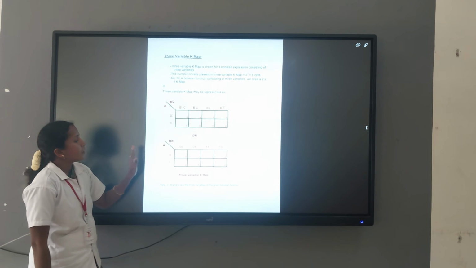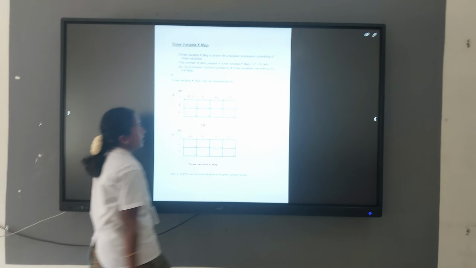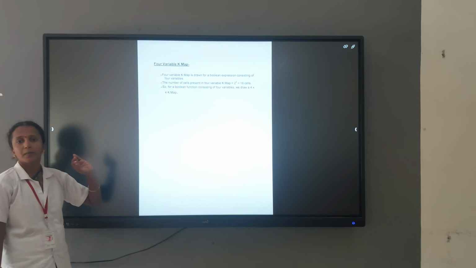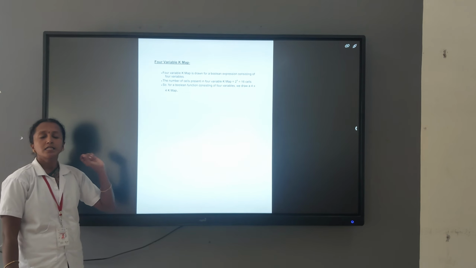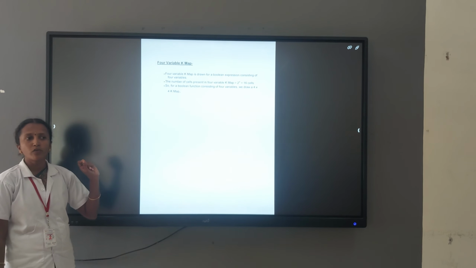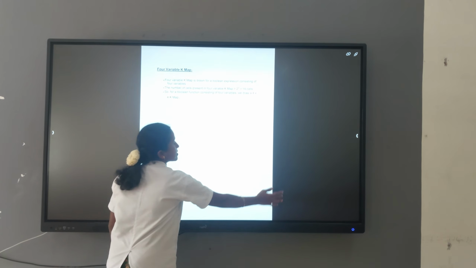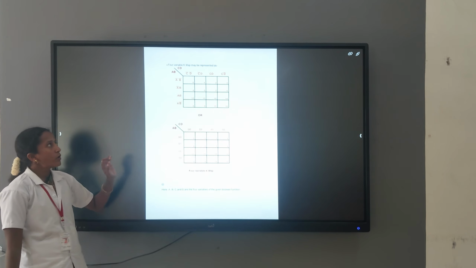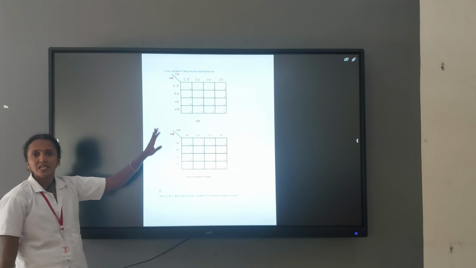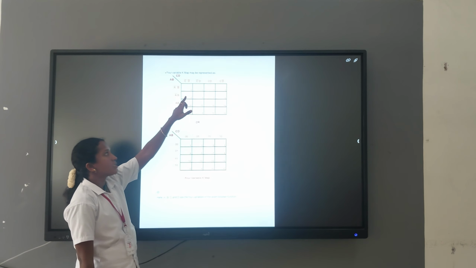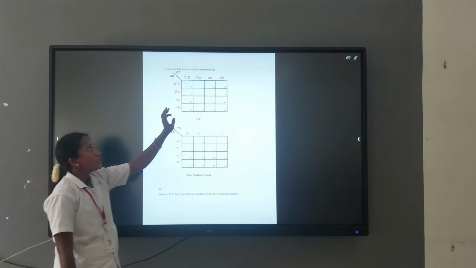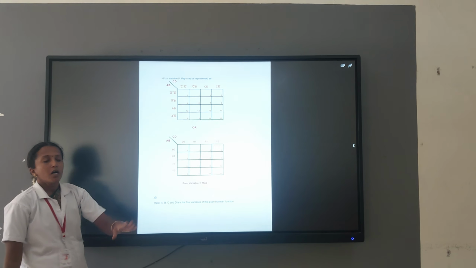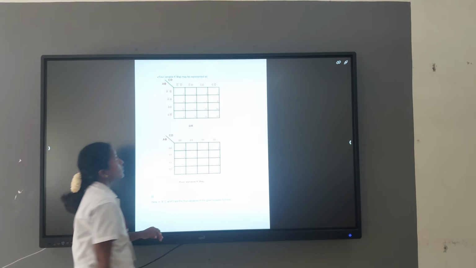Next one is the 4 variable K-map. A 4 variable K-map consists of 4 variables. We can represent that with the help of 2 power n, where the small n is equal to 4. So 2 power 4 is equal to 16 cells. This is the graphical representation for a 4 variable K-map. Totally it consists of 16 cells, numbered from 0 to 15. This cell representation and number representation we will see later.